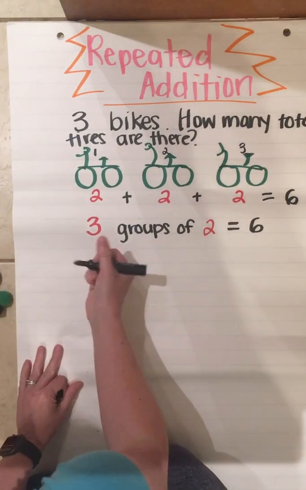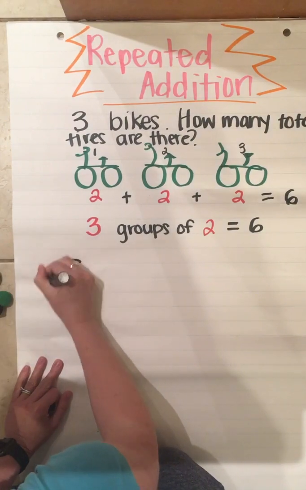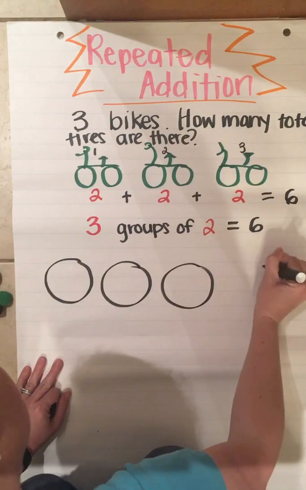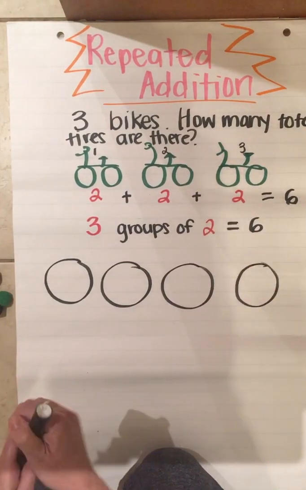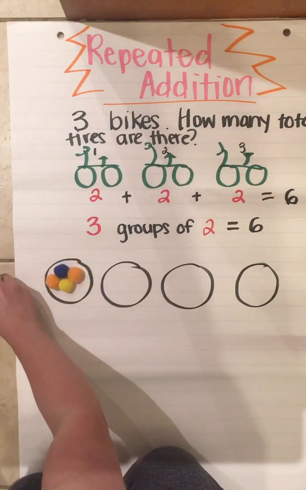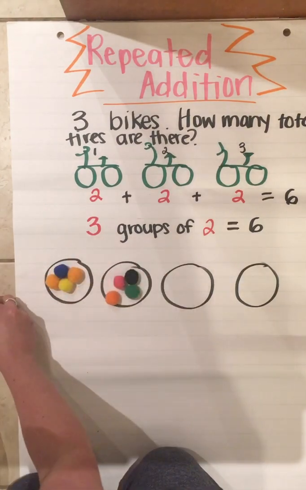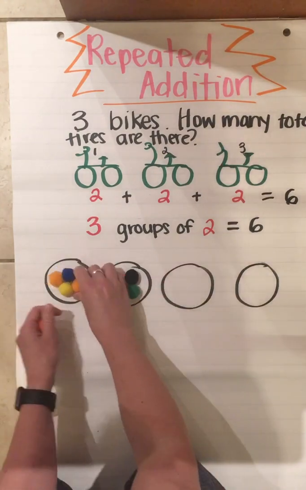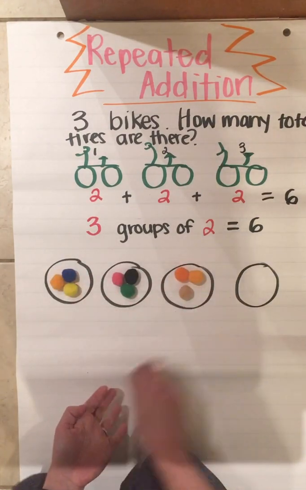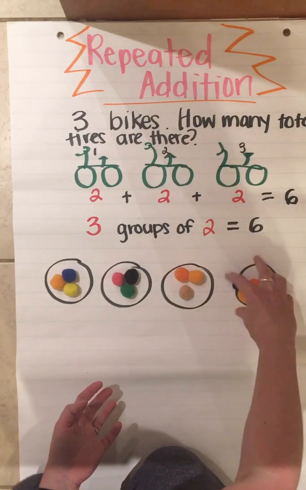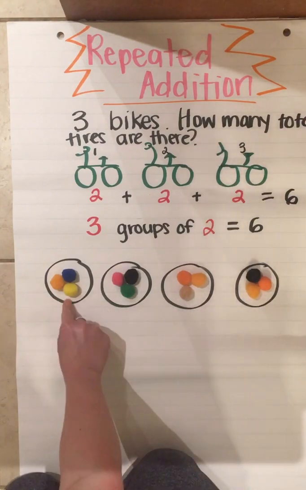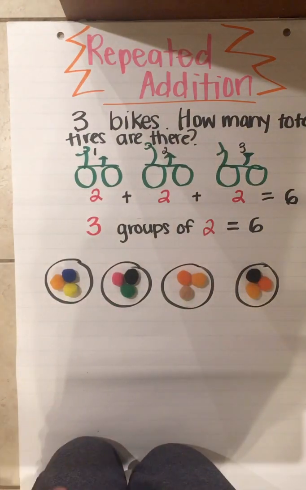4 groups, okay? And I have 4, sorry, counted wrong. I have 3 pom-poms in each group, okay? Here are my groups. I have 3 pom-poms in each group, okay?